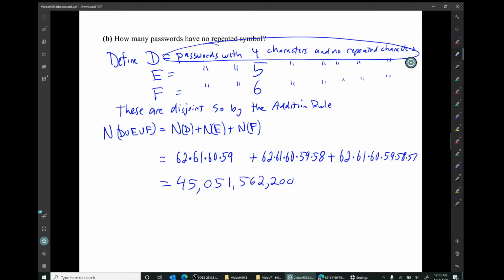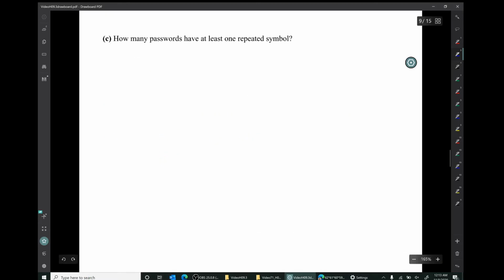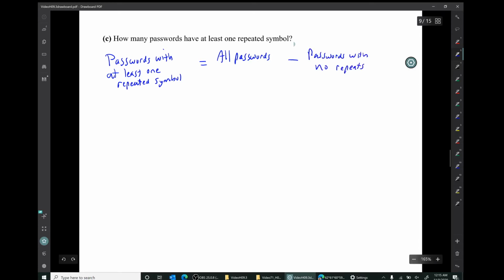That's the number of passwords that have no repeated symbol. Let's go on. How many passwords have at least 1 repeated symbol? Now, if you think about this, the passwords that have at least 1 repeated symbol are simply the set of all passwords minus the passwords with no repeats. Now here I should make clear, we're talking about passwords of length 4, 5, or 6.